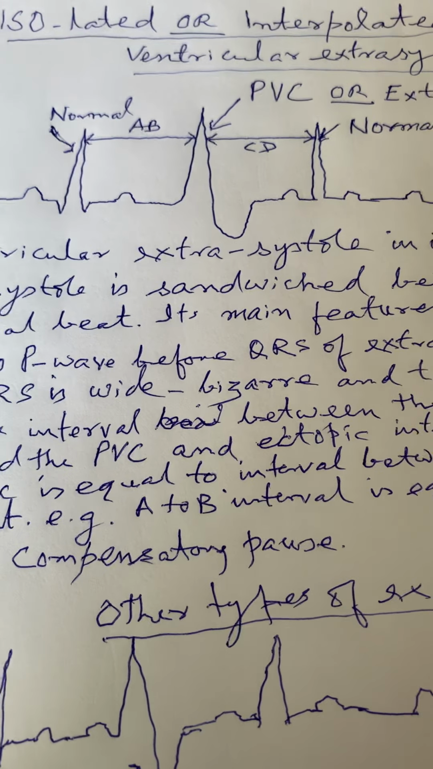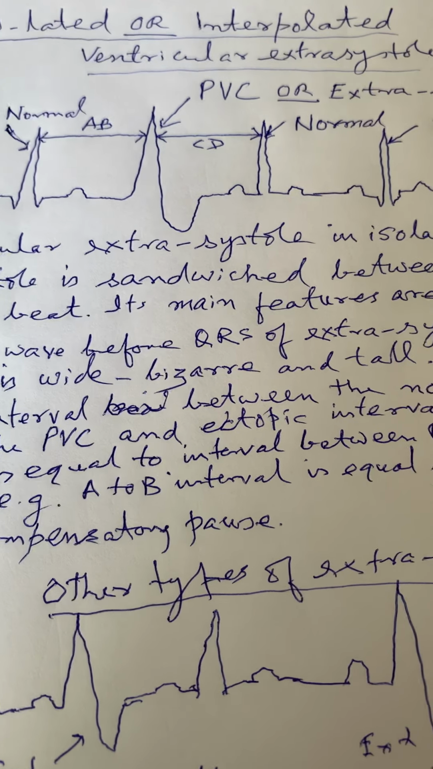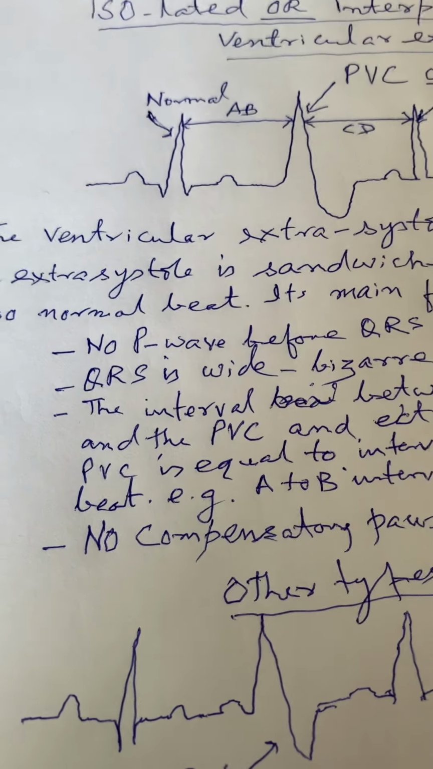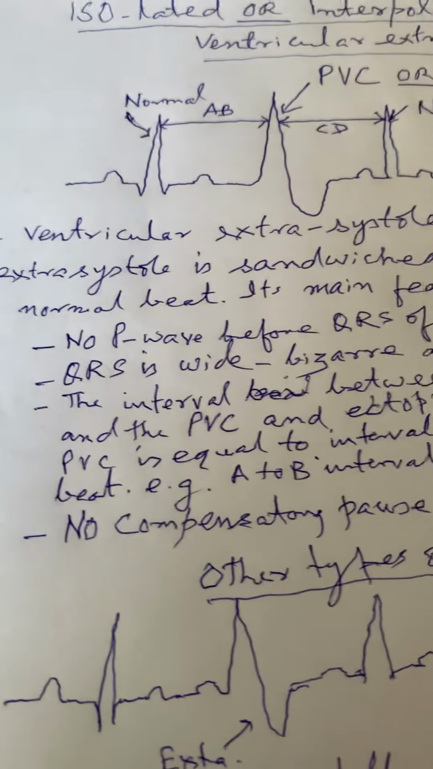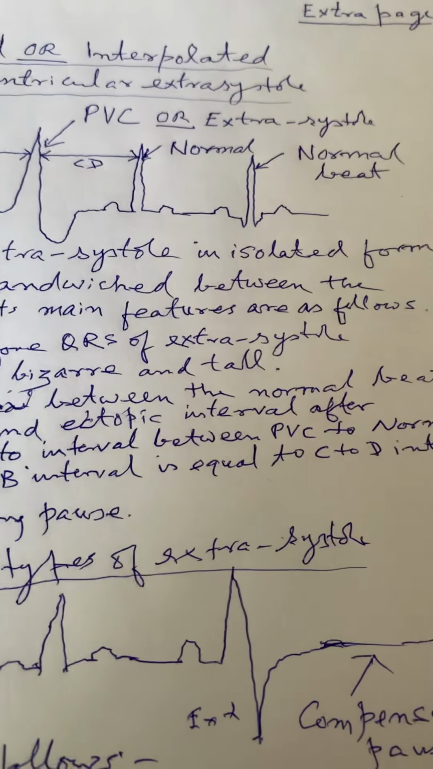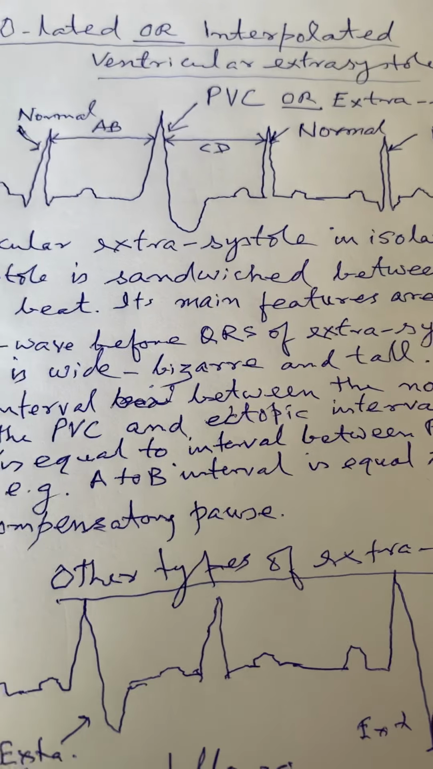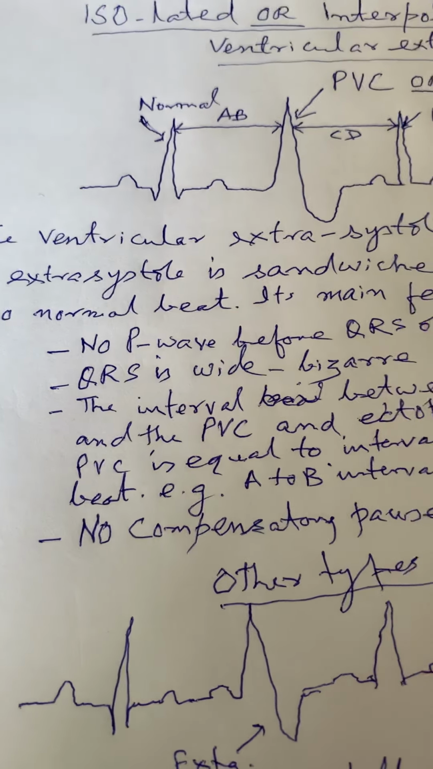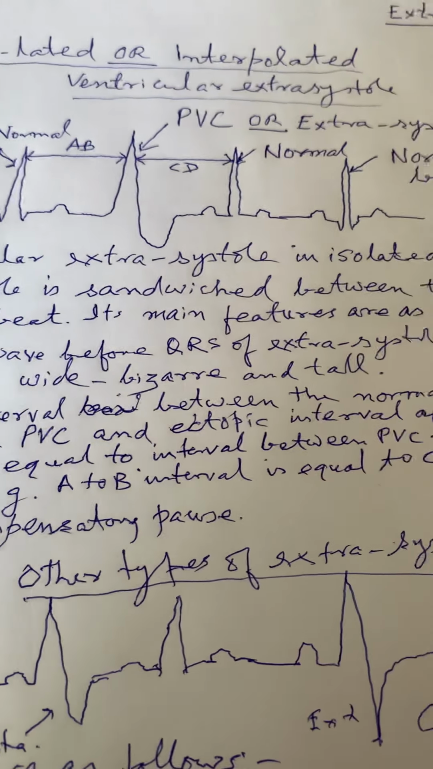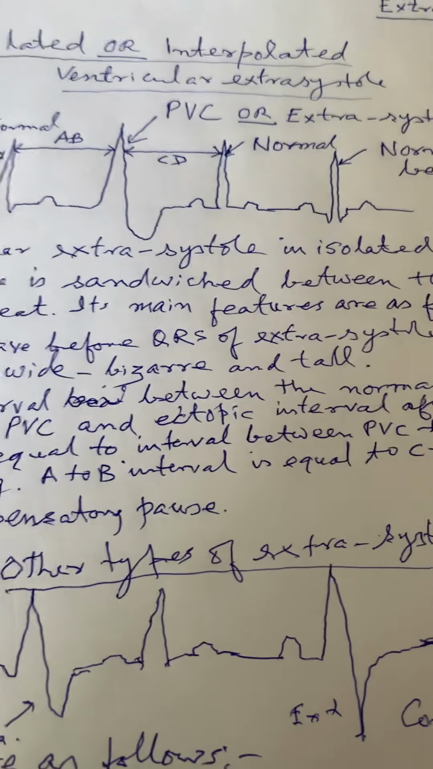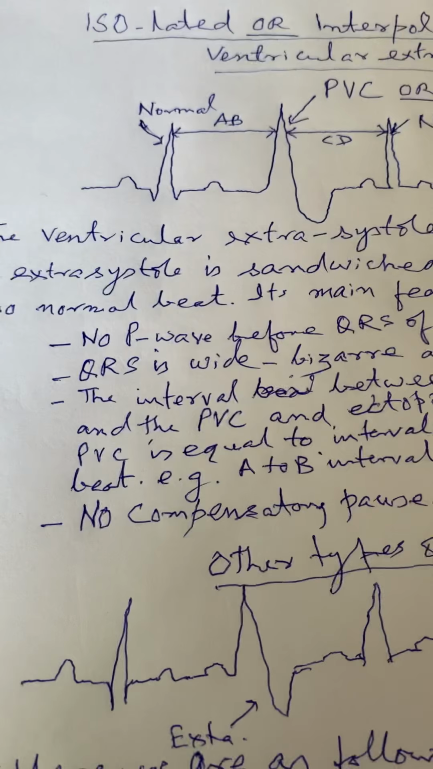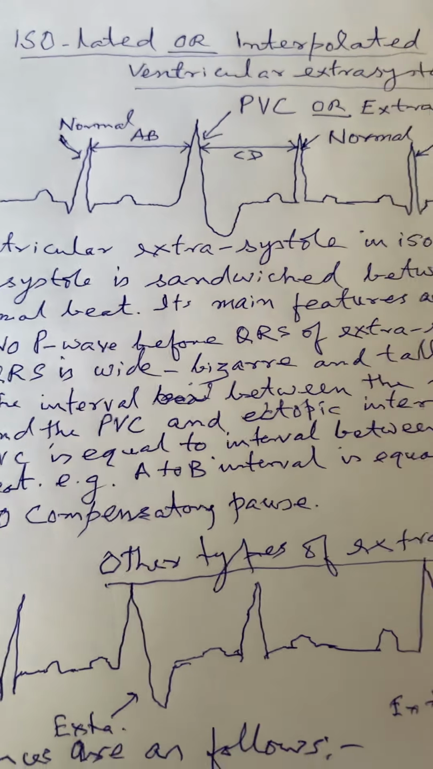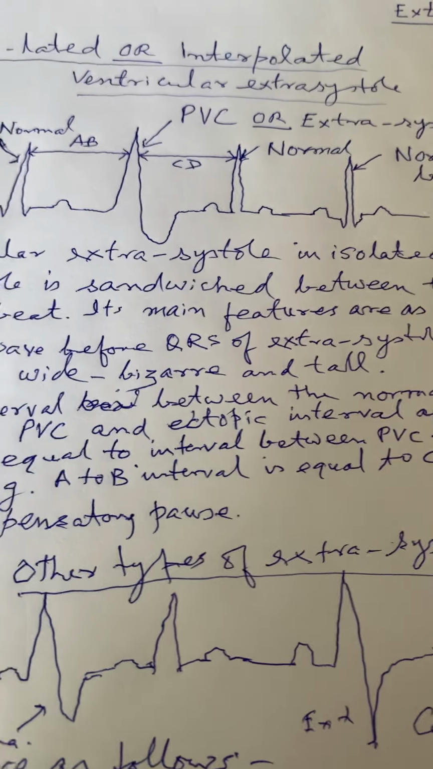Extrasystole between the two normal beats. And this has the following features. The ventricular extrasystole in isolated form, that is interpolated form, the extrasystole is sandwiched between the two normal heartbeats. You see that. Its main features are as follows.